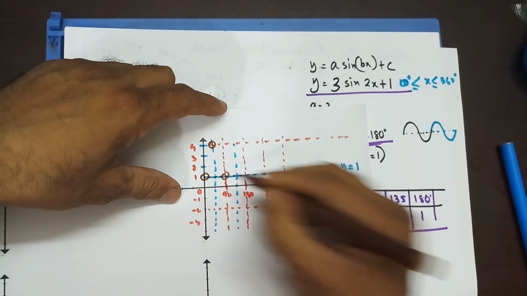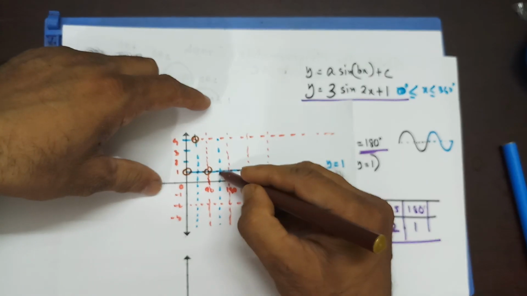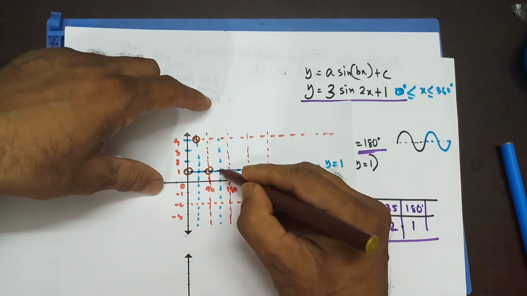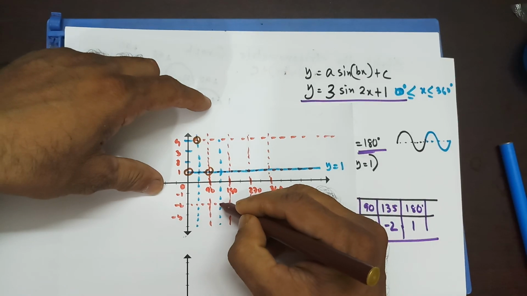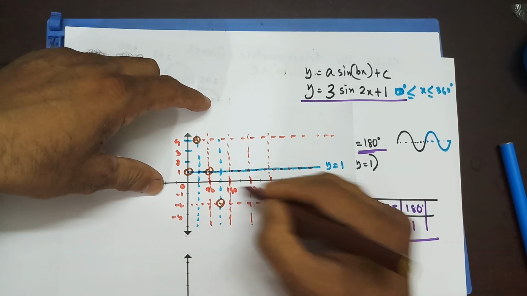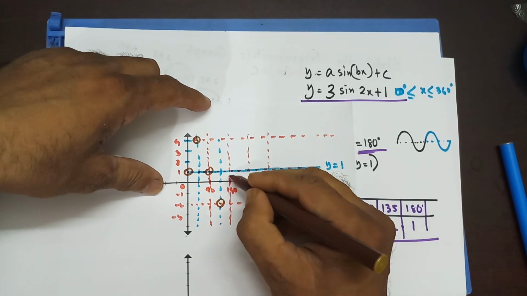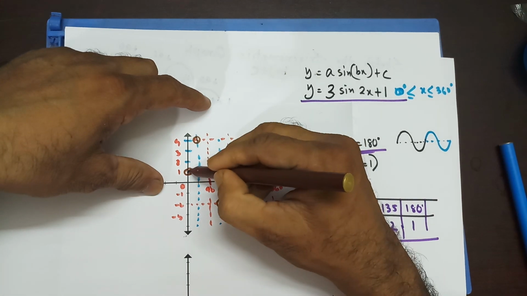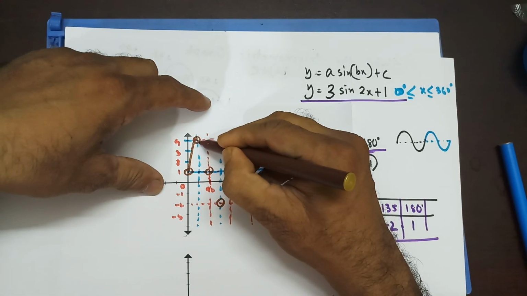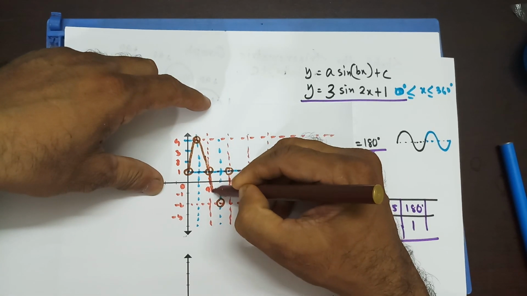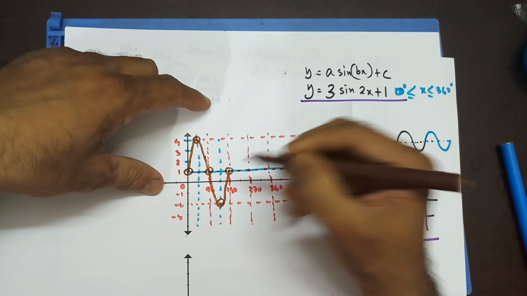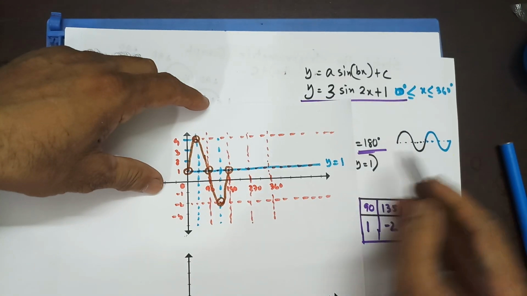At 90, it's 1. At 135, that's 90 plus 45, that's 135. It's over here at -2. And at 180, it's 1. It's this one. So I'm going to sketch the graph like this. That's one cycle.